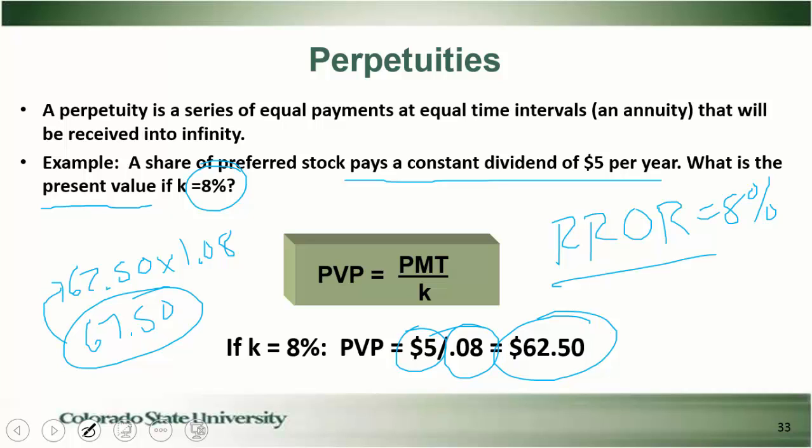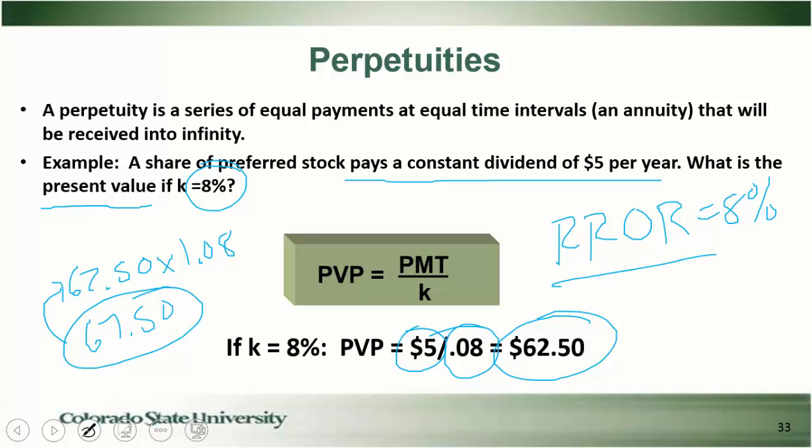How many years can I do that before I run out of money? It won't ever run out. It'll go on forever. So here's the proof of this concept. If I invest $62.50 and earn 8%, I can withdraw or receive back $5 a year forever.